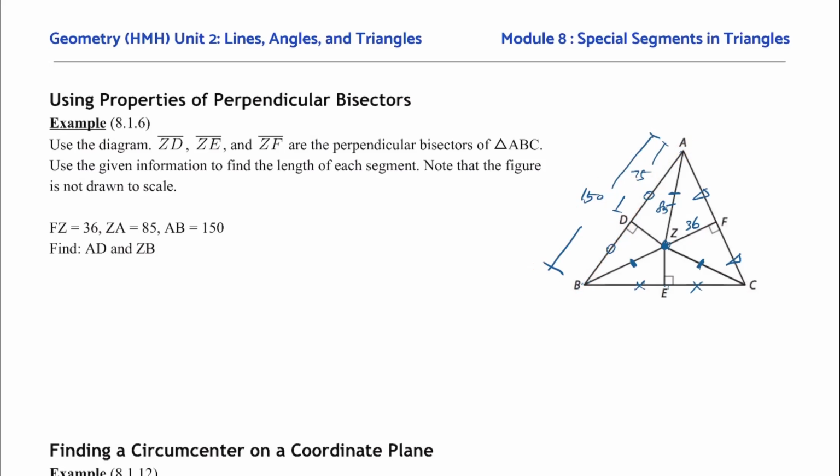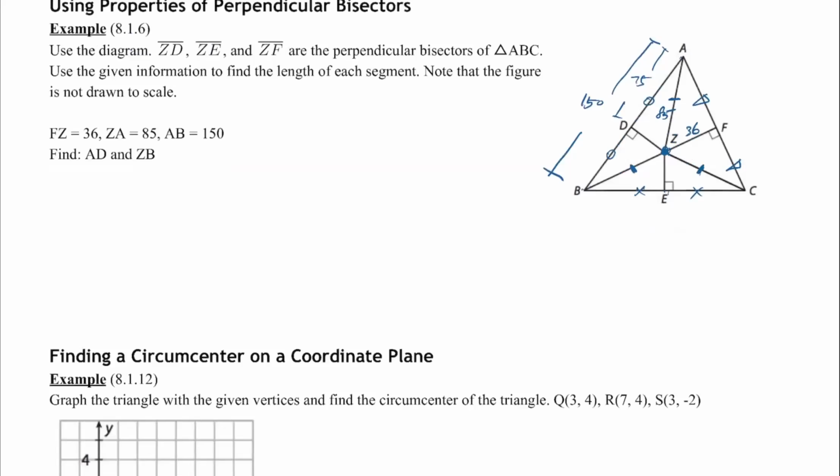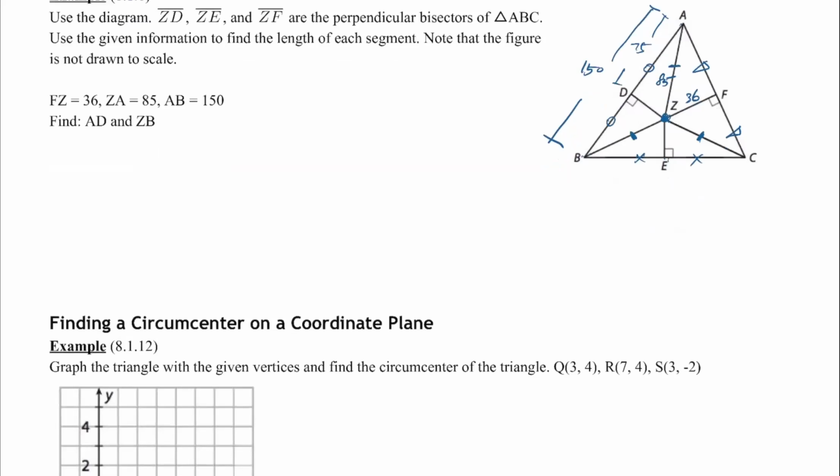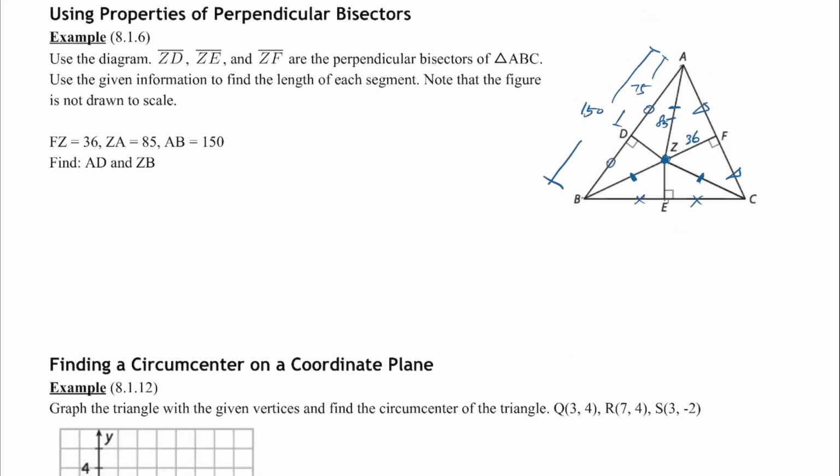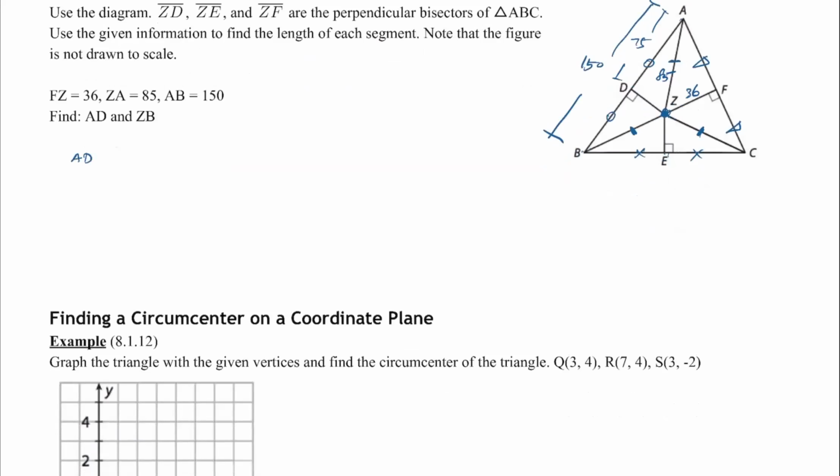So the question is, they're asking you to find AD. Well, we already found that, right? So in this particular case, we know that AD is 1/2 of AB. Why? Because D is a midpoint of the segment AB. Therefore, AD must be half of the entire length AB, and we know that AB is equal to 150.